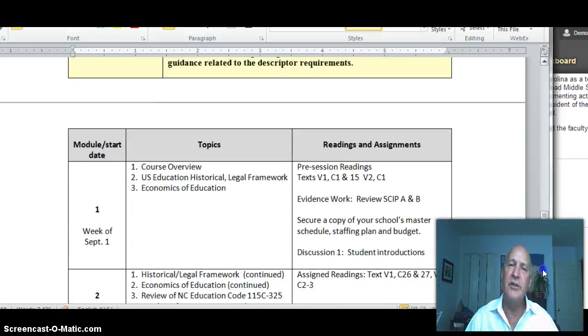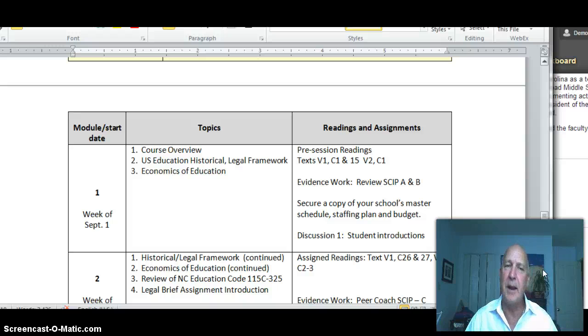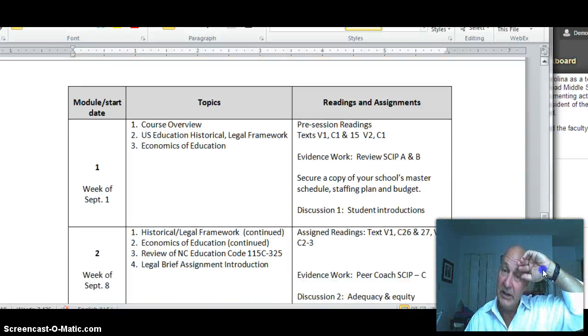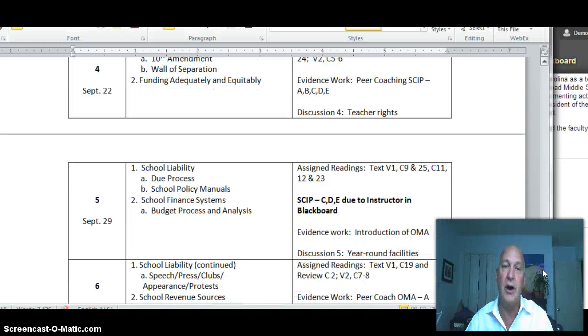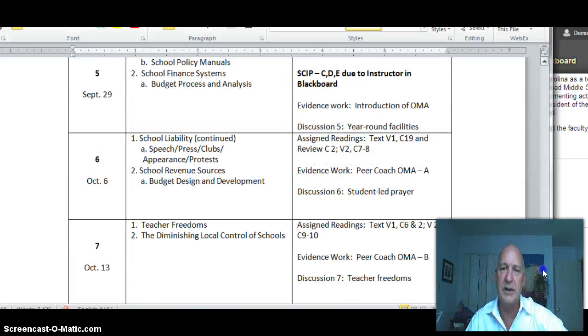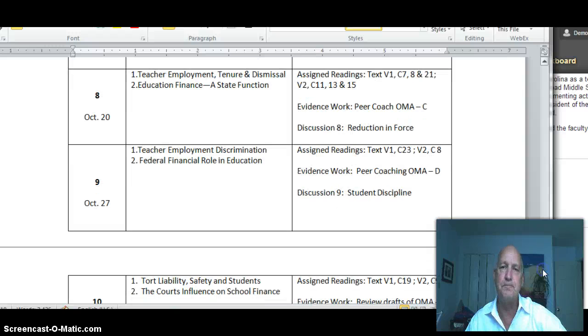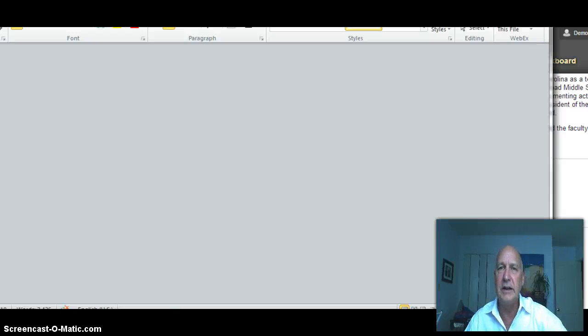The last couple of pages of the syllabus are a week-by-week, module-by-module listing of the topics, the readings, and the assignments. I'm going to be adding additional discussions, but here are the basic week-to-week readings that you need to keep up with in resource allocation and school law. I have tried to put the due dates in for the artifacts, but I'll say much more about that. So there's your syllabus.